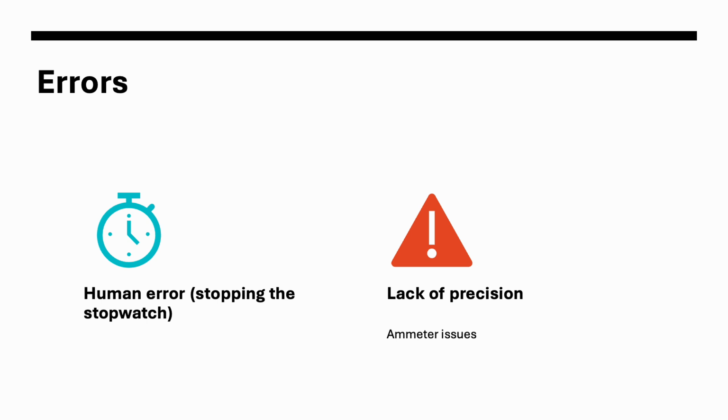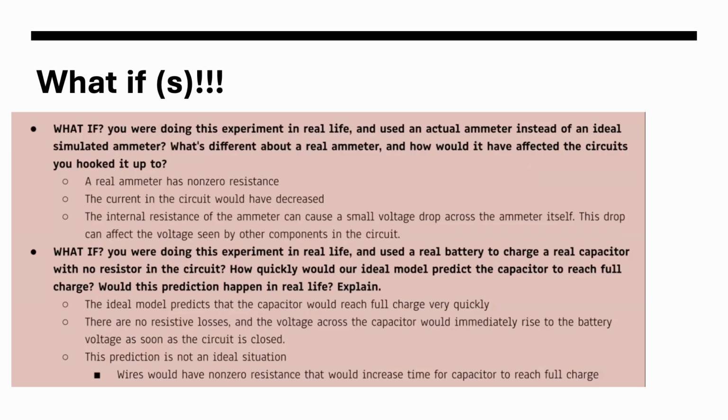Now, errors that could have occurred in this lab were human error when I stopped the stopwatch for each current in each circuit, and also lack of precision. The ammeter is not 100% accurate. There are some errors within the ammeter precision measures.